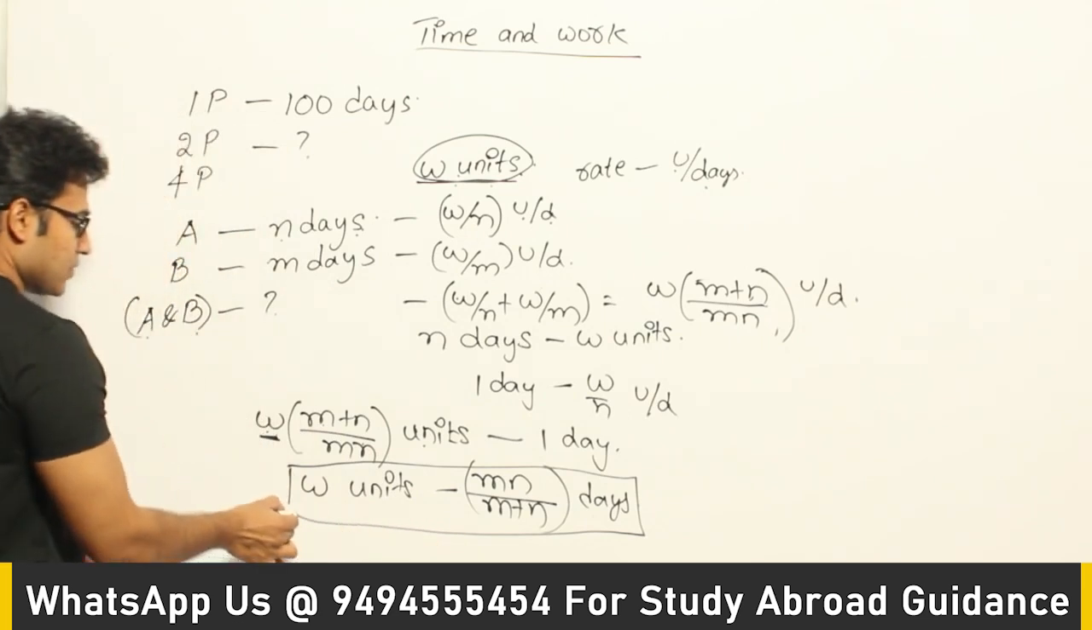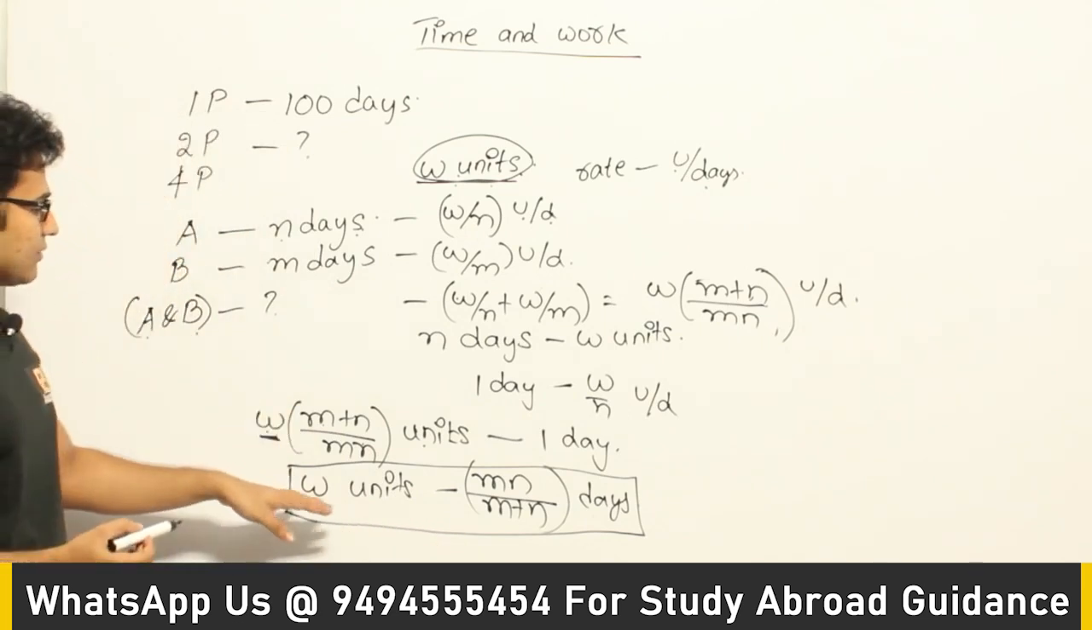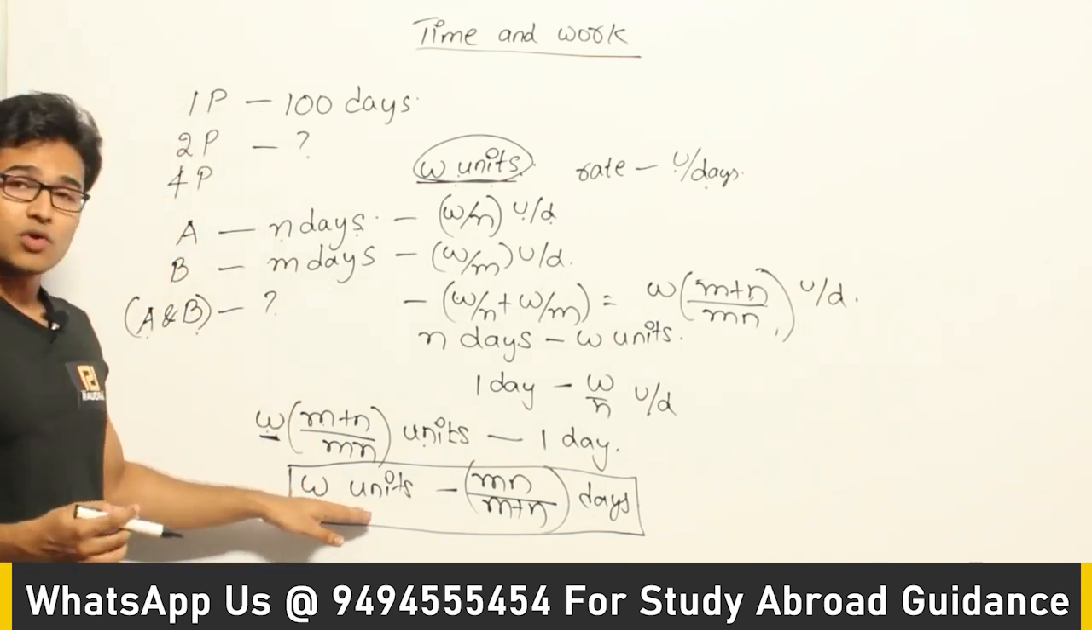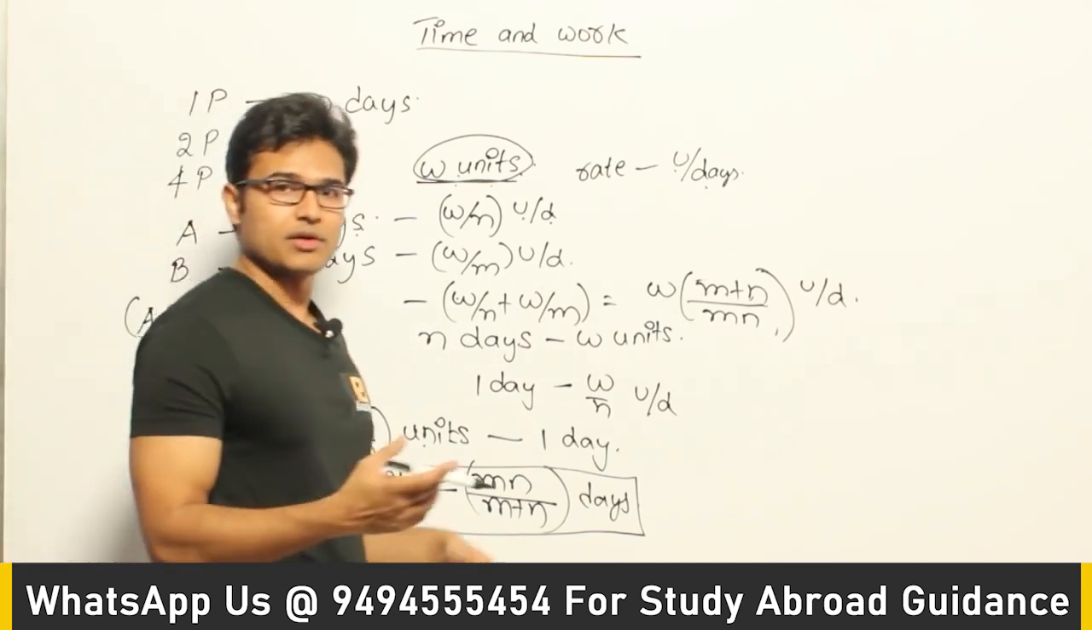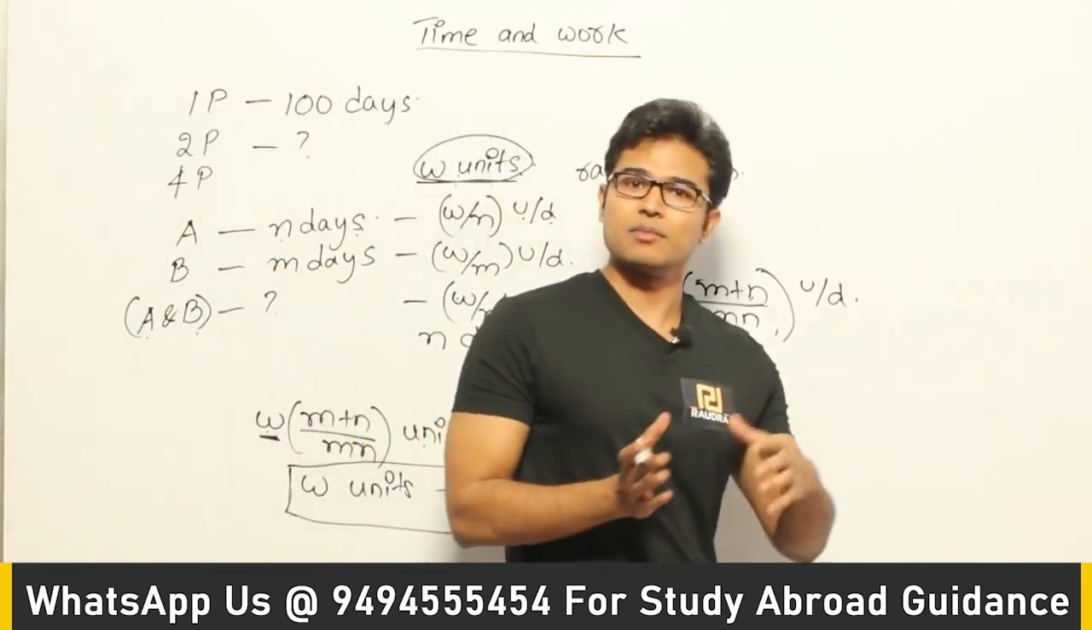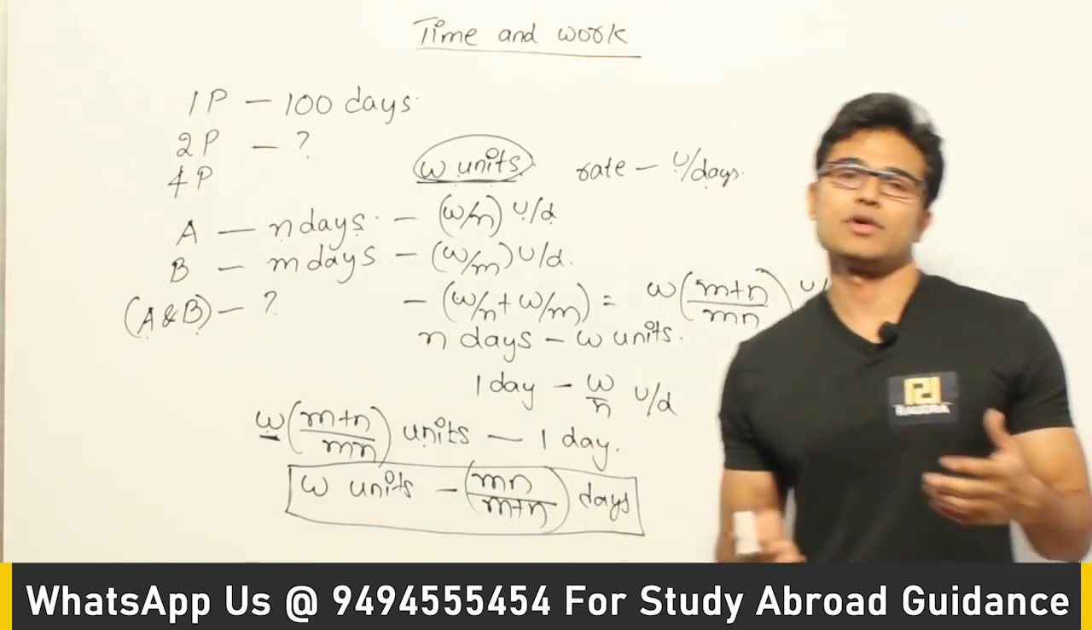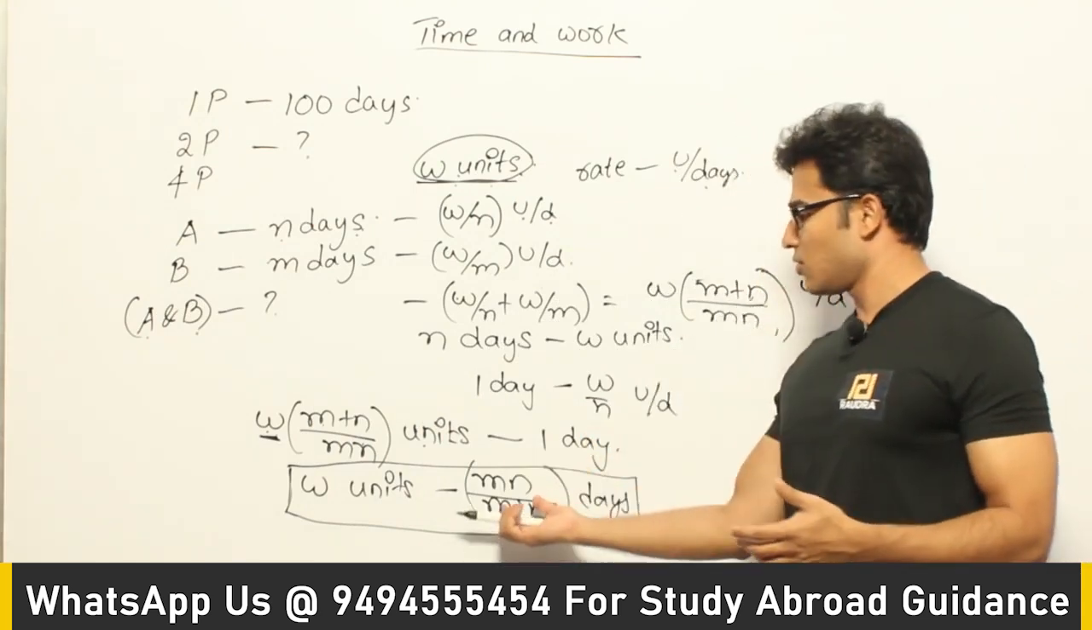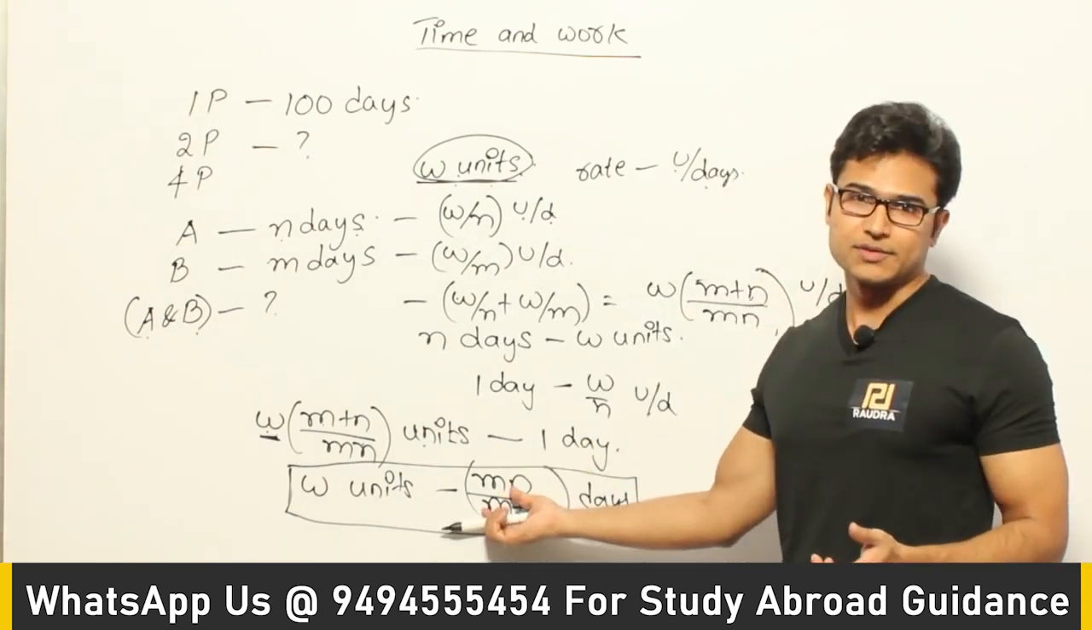As we go further, we are going to see various models in which more than one person may work. 10 people may try to complete the same work, 20 people may try to complete the same work, but this is how we are going to solve all those questions, right?